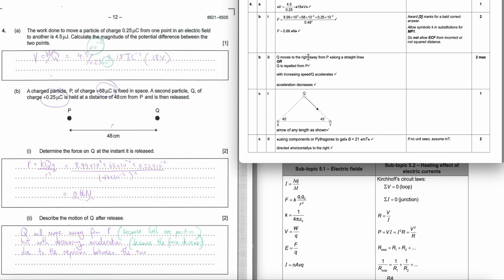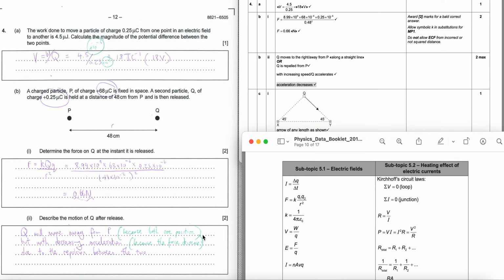Okay, you could say that it moves away along a straight line, or that they're repelled. Okay, it repels with increasing speed. Okay, obviously acceleration, but that acceleration also decreases. Okay, you may have written an answer that gets all 3 marks, and that's absolutely fantastic.